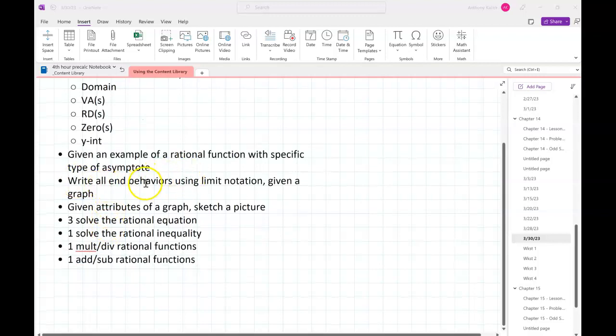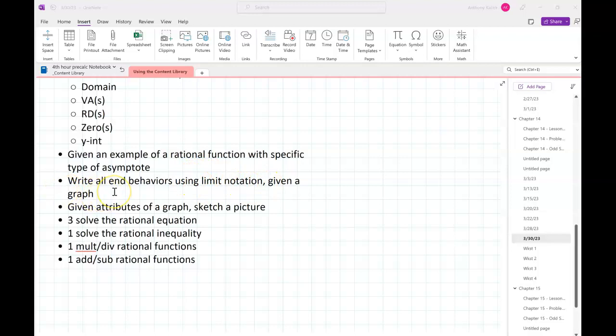You should be able to write the end behaviors using limit notation if I give you the graph of the function. So if I give you the picture, you should be able to write down what the end behaviors are using that limit notation. If I give you the attributes of a graph, you should be able to sketch the picture, kind of like what I had on the homework quiz, where I give you all the parts and you're just kind of putting them back together.